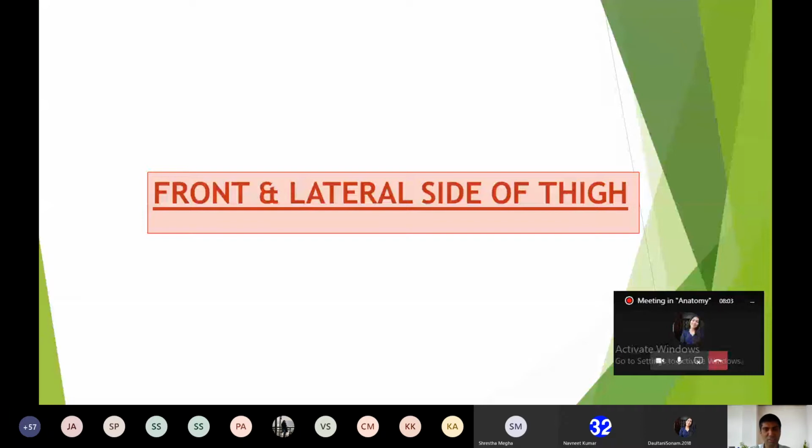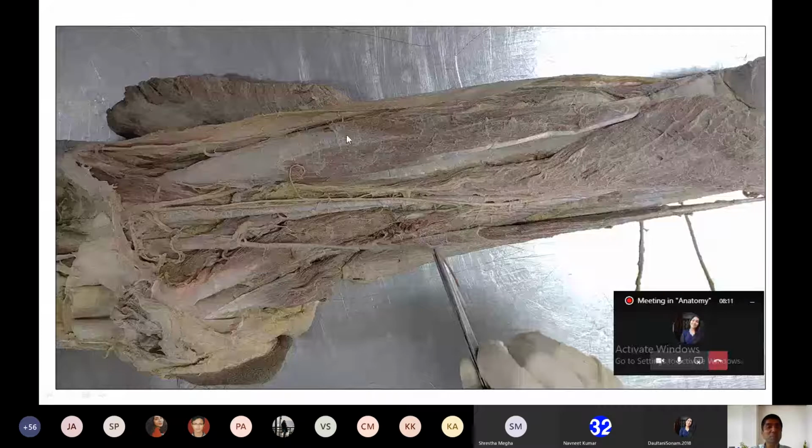First of all, front of the thigh. So here, this is the photo of the front of the thigh.